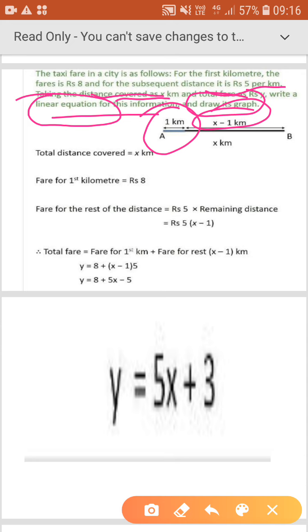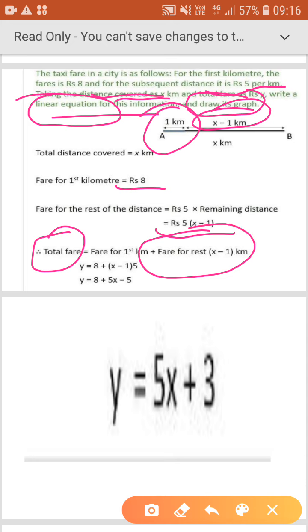So for the first kilometer you are going to pay 8 rupees, and for the rest of the kilometers you have to pay 5 rupees per kilometer. So for x minus 1 kilometer it will be 5 into x minus 1. So total fare will be 8 rupees plus the fare for the rest, x minus 1 kilometer. Total fare is given to be y. So y equals 8 plus (x minus 1) into 5, that is 8 plus 5x minus 5. Solving and transposing, we have the equation y equals 5x plus 3.